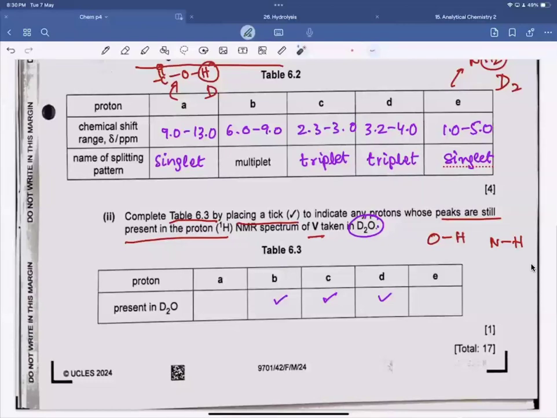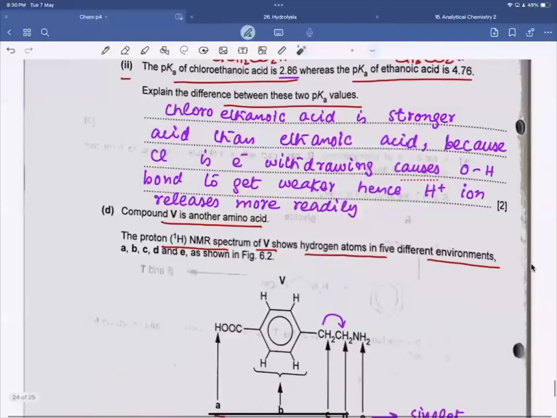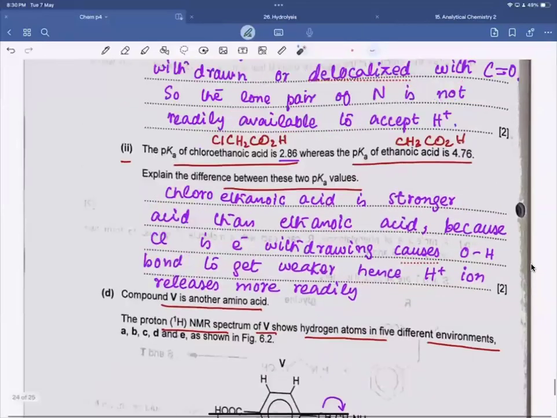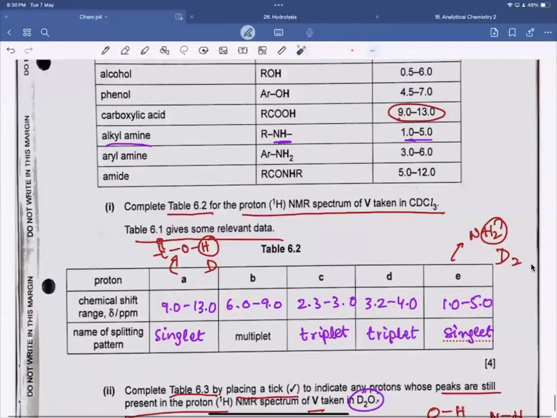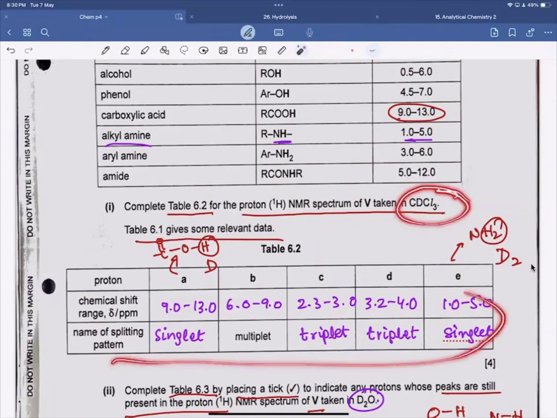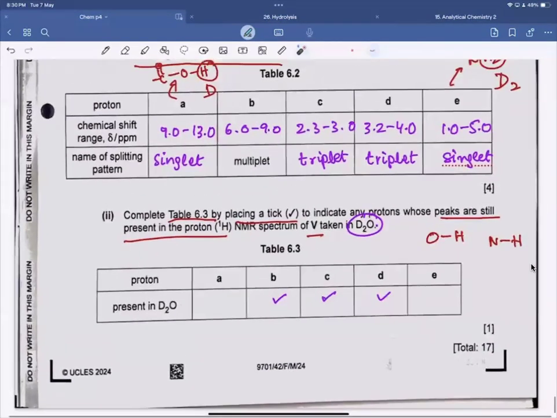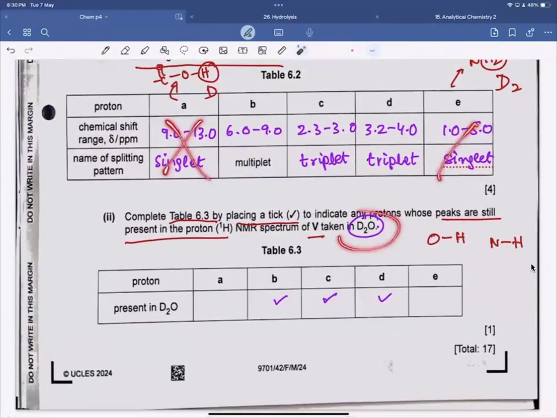No, not CDCl3. In CDCl3, these peaks are there. See, over here they have mentioned that initially we have taken it in CDCl3, so that's why we are getting all the signals. But when we put D2O, then these two signals are going to disappear because these hydrogens are bonded to oxygen or nitrogen.